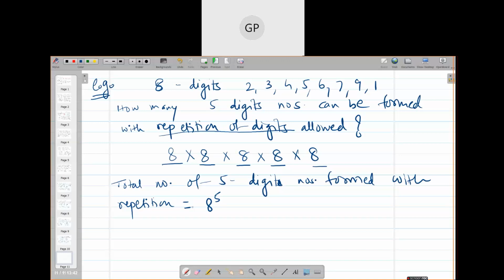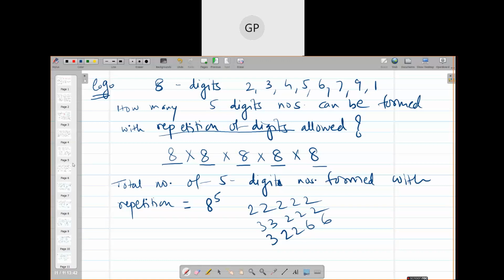So all the numbers will be included in this. This number will also come, and this one will also come. Are you getting it? Yes, ma'am. All possibilities will be covered. Okay.